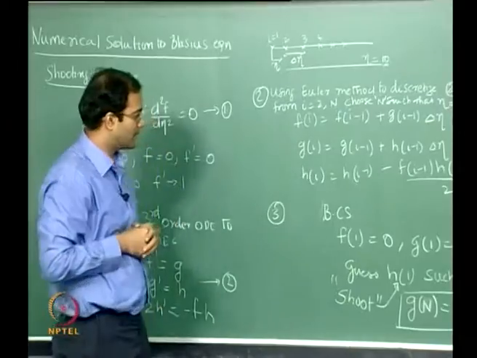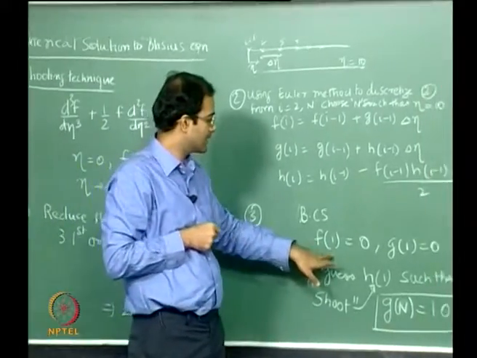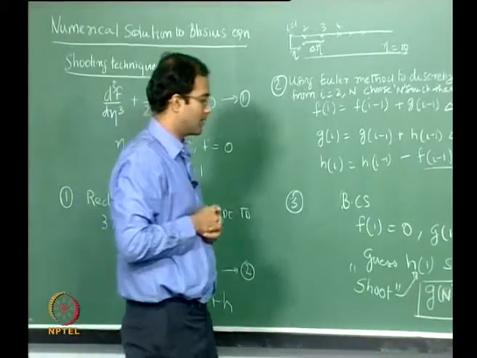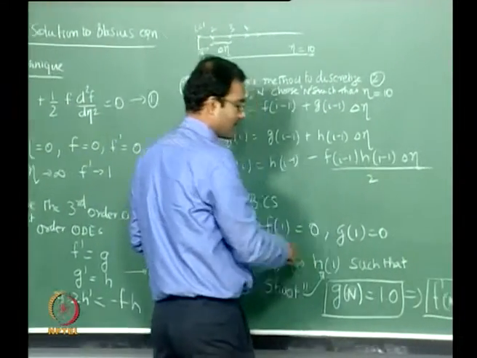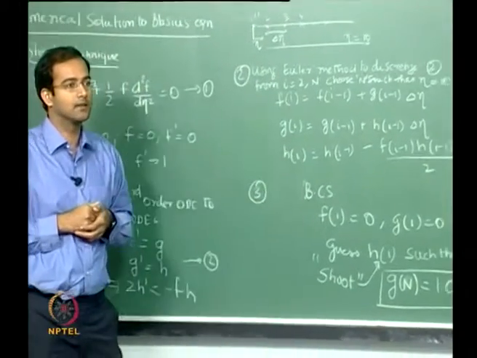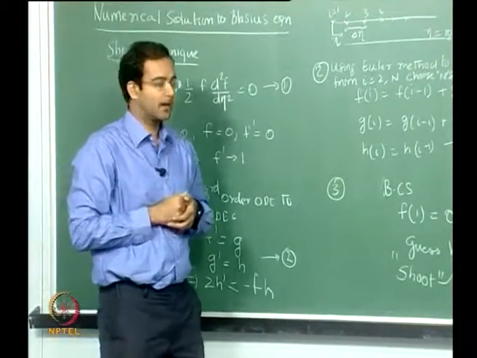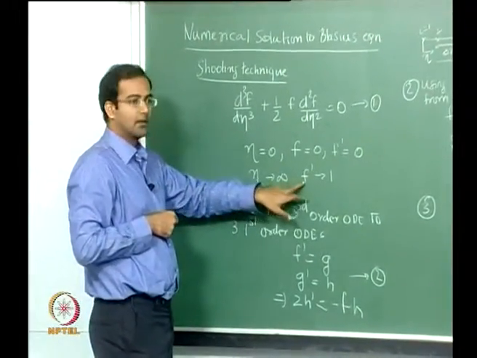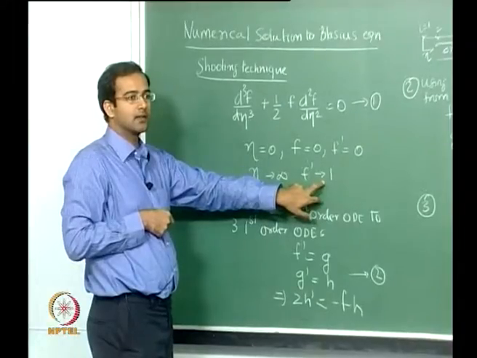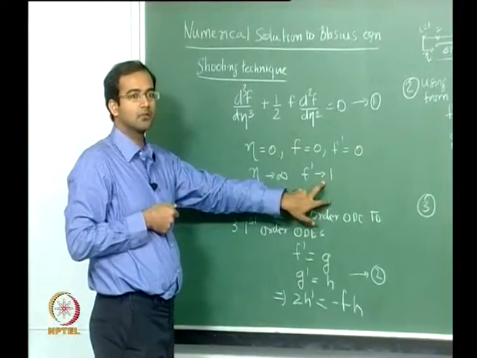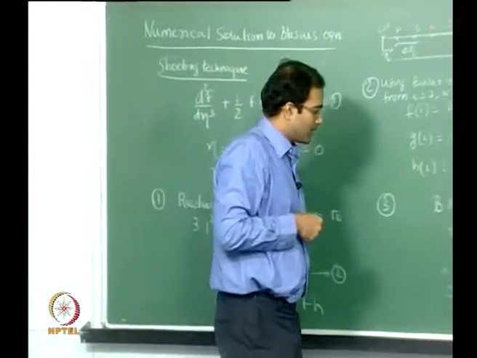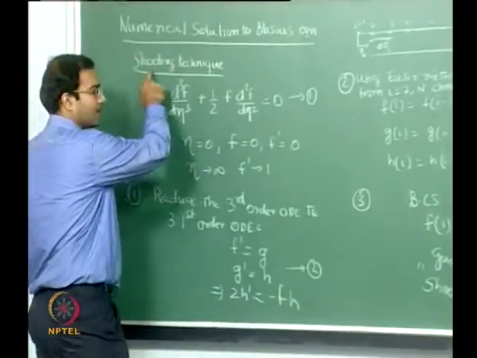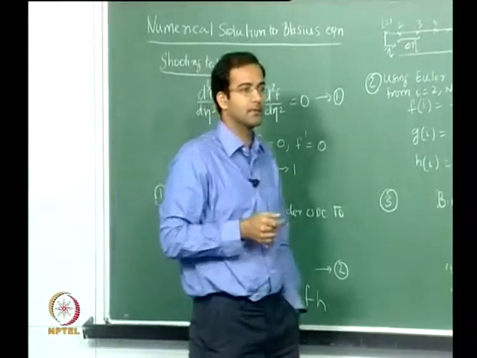But the problem is, if you look at the boundary conditions, we have these 2 boundary conditions, f of 1 equal to 0, g of 1 equal to 0, but we don't have the boundary condition for h of 1, right? Rather we have a boundary condition for g at large values of eta, where we know g goes to 1. So what essentially you have to do here, this is why this is called a shooting technique. You shoot a guess basically.